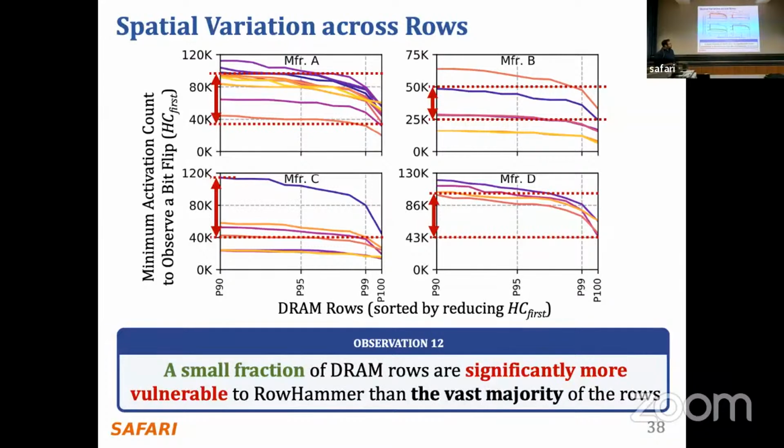And we conclude that a small fraction of DRAM rows are significantly more vulnerable to RowHammer than the vast majority of the rows. So if you configure all your defenses or all your system parameters based on the worst case, you're overshooting by a lot, because more than 90% of the rows are at double the hammer count, or maybe even triple, right?